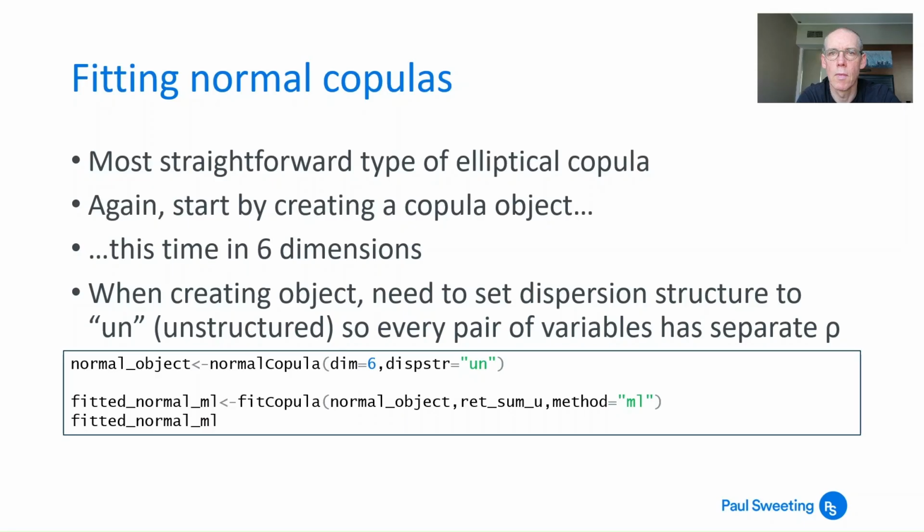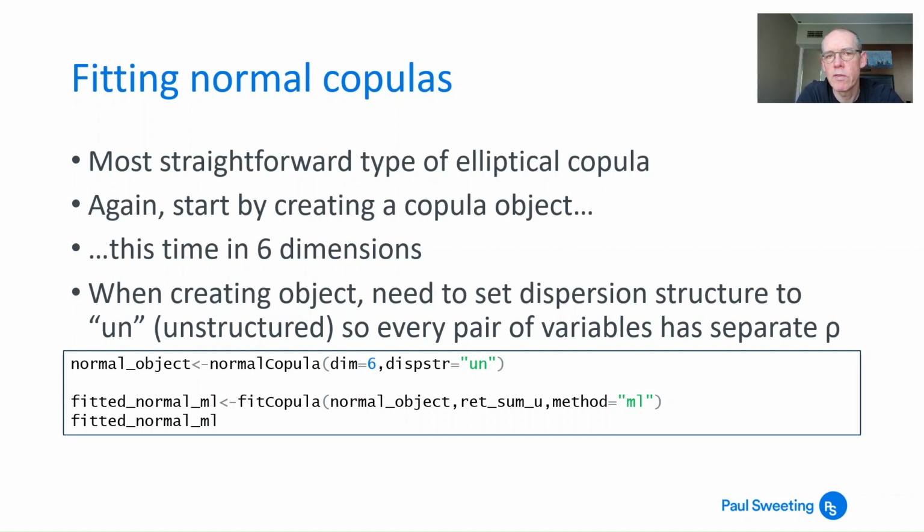So welcome back. We're going to be looking again at how to fit copulas in this session, and we're going to be looking at how to do that for elliptical copulas. So we're going to start with normal copulas, which are the most straightforward type of elliptical copula. Now, if you remember what we did before, the first thing we did was create a copula object, and this time I'm going to create one in 6 dimensions.